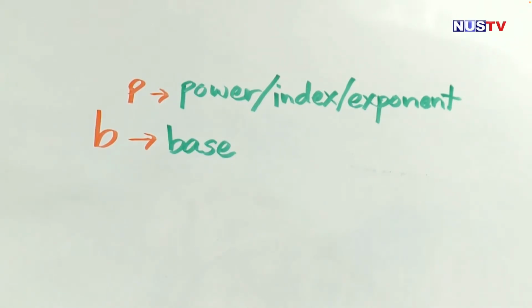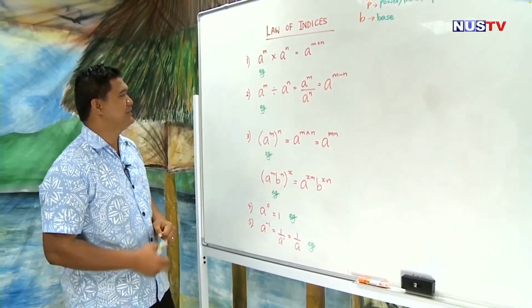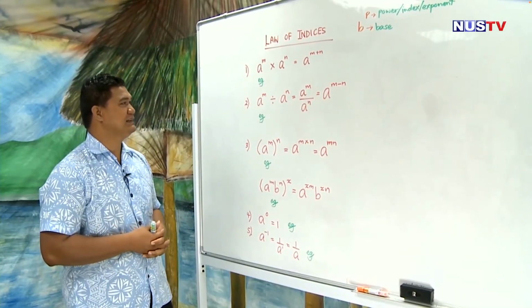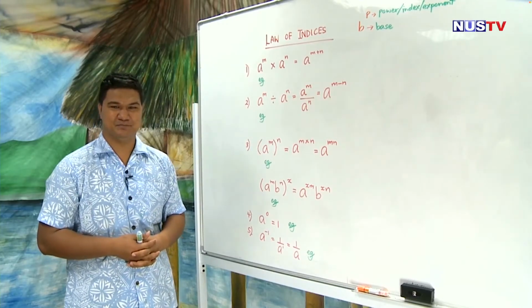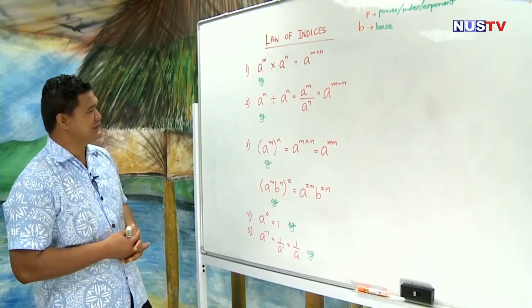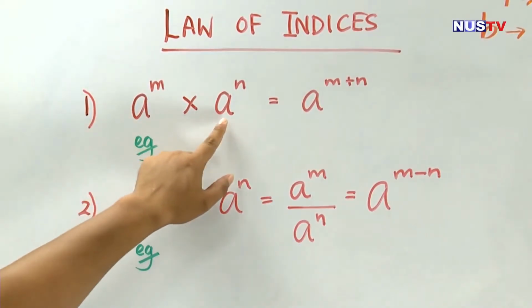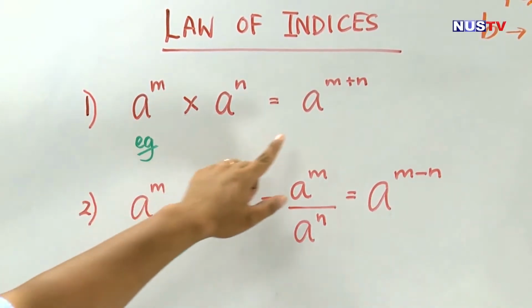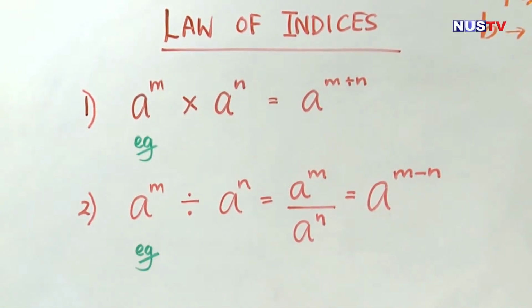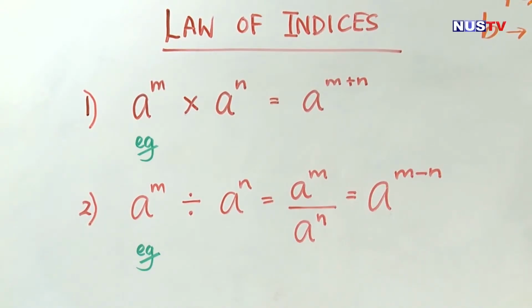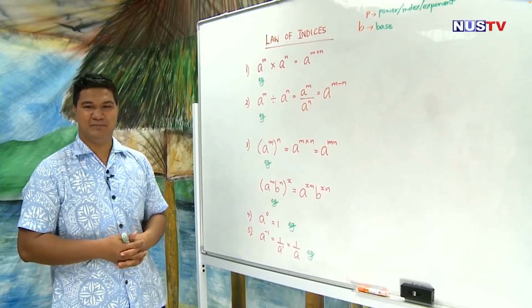Okay, so our first law, our first rule: a to the power of m multiplied by a to the power of n, the answer will be a to the power of m plus n. So basically what the rule says is, when you multiply two terms with the same base, base a, all you have to do is add the powers, m here plus power n here. Therefore the answer for a to the power of m times a to the power of n is equal to a to the power of m plus n.